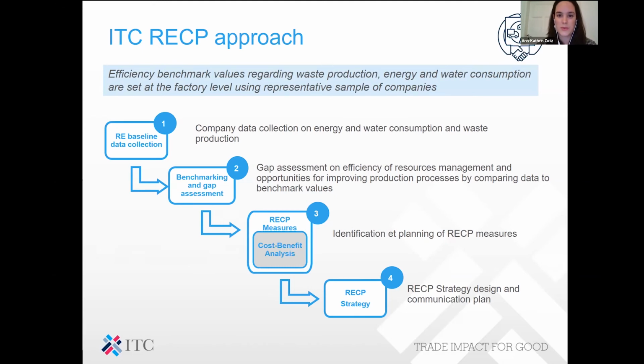And what is actually the return and the payback period of that? And then finally, all these results are being summarized in a resource efficiency and circular production strategy. Along with that, a communication plan is designed to communicate all the results to the internal stakeholders, but also external ones, such as financiers. So with that, I will give over to my colleague, Delphine Clement, who will walk you through the results we have so far achieved under this project.